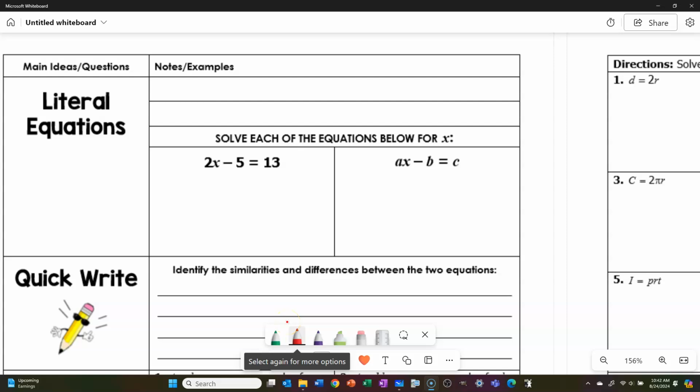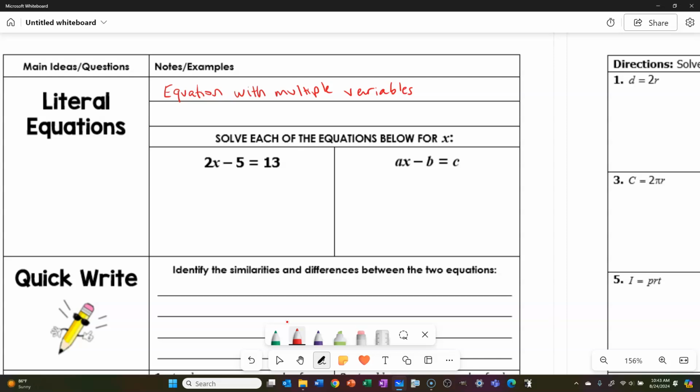Let's take a look at lesson 1-4 about literal equations. This is on page 12 of your workbook. So a literal equation is going to be an equation, just like we've been working with before, but it will have multiple variables. That means we're going to have equations that just have a lot of letters.